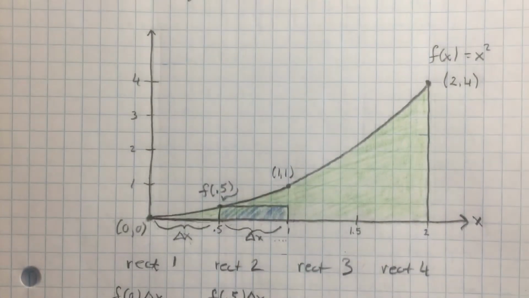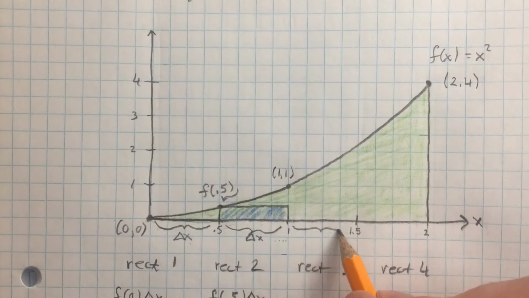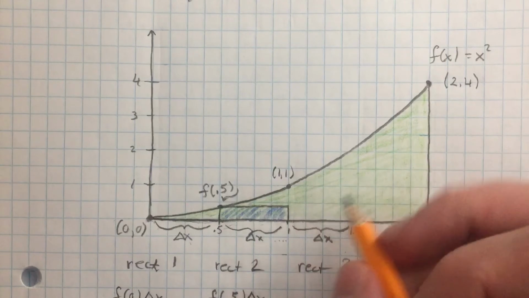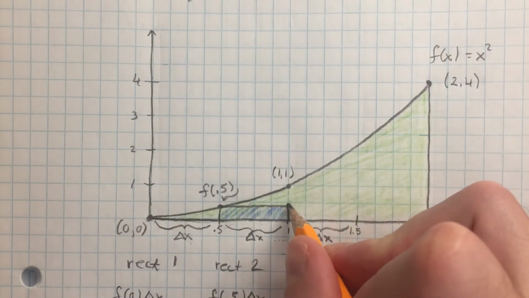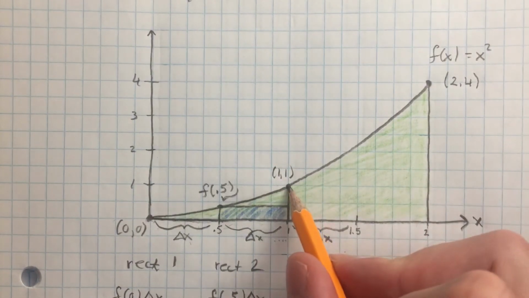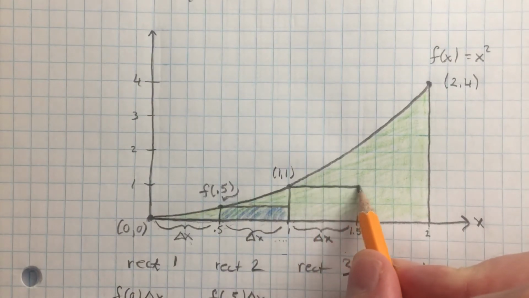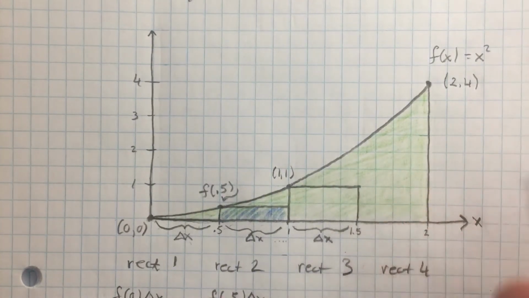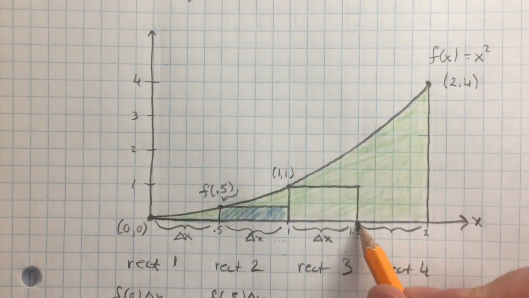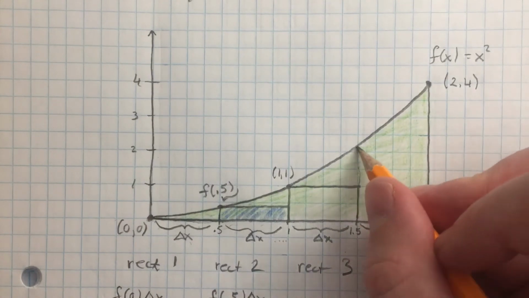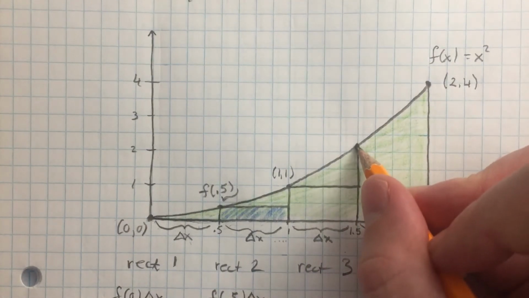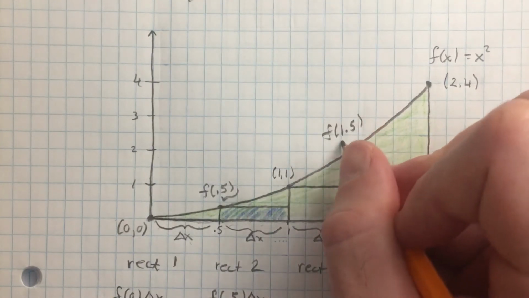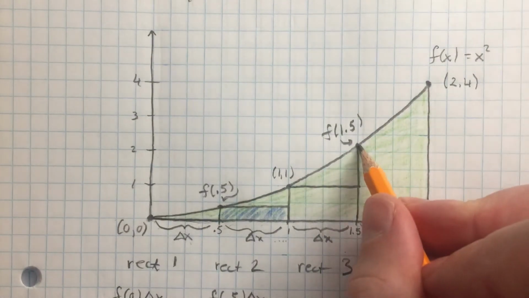Rectangle 3, very similarly. There's its delta x, of course. There's the 1/2 value, from 1 to 1.5 is a half unit. Now we use the left endpoint of 1 and map it up to the curve, a height of 1, and that determines the height of the rectangle. Then the last one, we'll use the left endpoint of this subinterval, 1.5, and map it up to the curve. So that height is whatever f of 1.5 is. I think we said a second ago was 2.25, so that's that height there. That determines the height of the fourth rectangle.